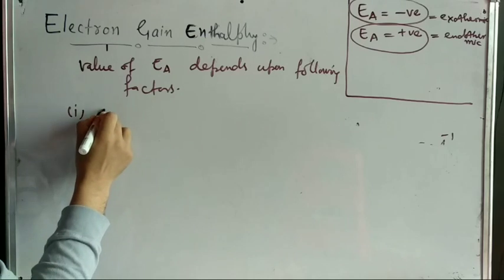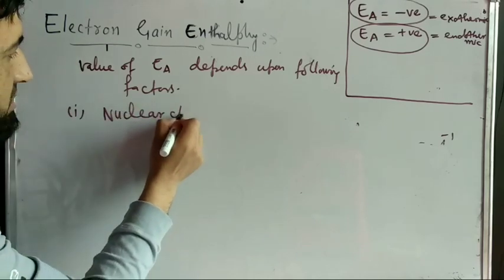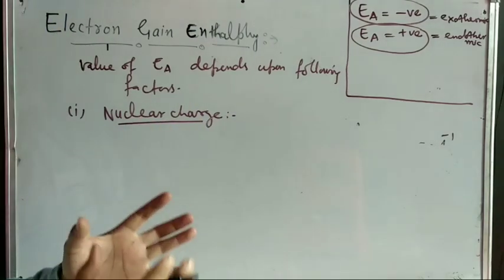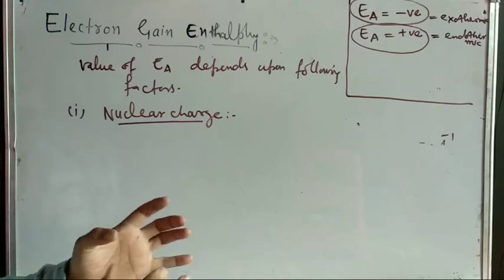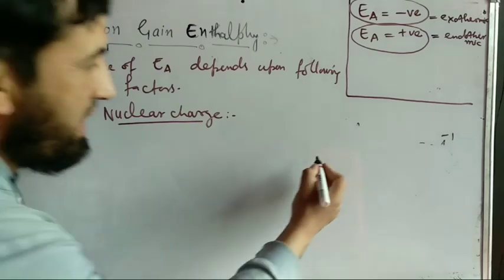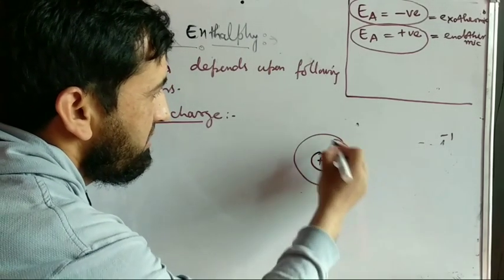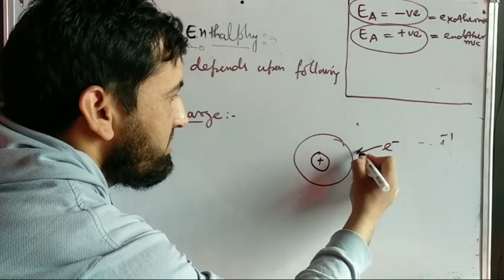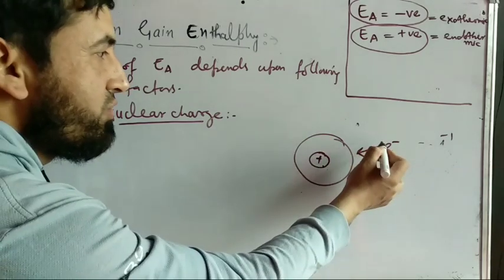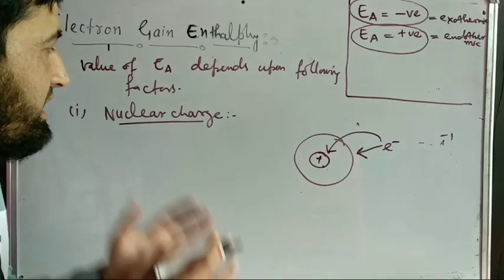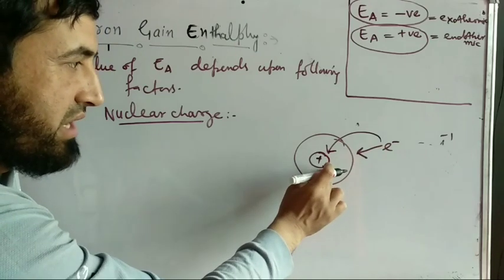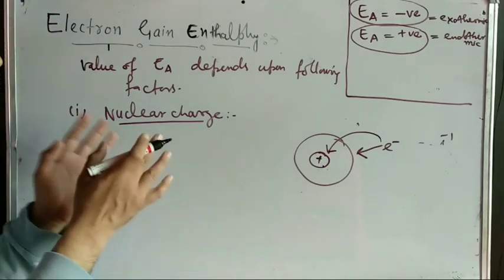Number first is the nuclear charge. It must be noted that the greater the value of nuclear charge, the greater the attraction between the incoming electron and the nucleus. For example, if this is our atom, we are adding an electron to this atom. Now the stronger the nucleus, the stronger the force with which it will attract this incoming electron. Hence, we can say that the greater the value of nuclear charge, the greater is the attraction between the incoming electron and the nucleus. Hence, more will be the value of the negative electron gain enthalpy.